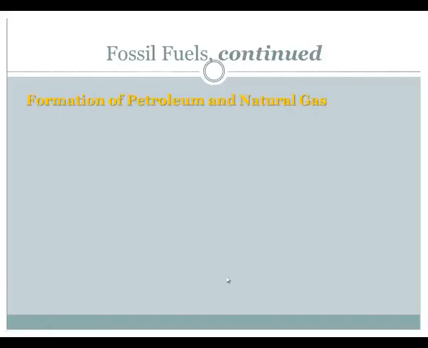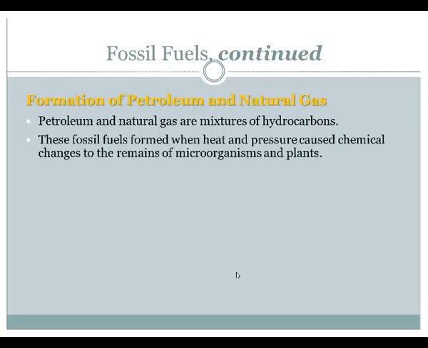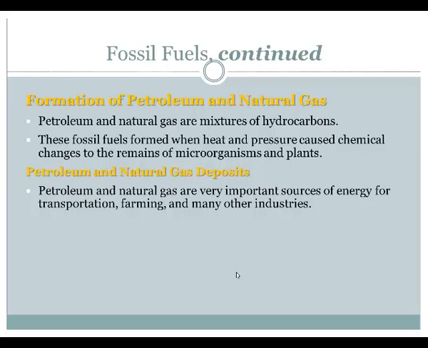Formation of petroleum and natural gas. Petroleum and natural gas are mixtures of hydrocarbons. So remember, we talked about how there's long chains of carbon atoms lined up one right after another, and then usually there's hydrogen attached to those carbon atoms, and this creates these different types of hydrocarbons or different types of fossil fuels that we use. They are formed when heat and pressure cause chemical changes to the remains of microorganisms in plants. Petroleum and natural gas deposits are very important sources of energy for us. We use them in transportation, farming, and a lot of other industries.